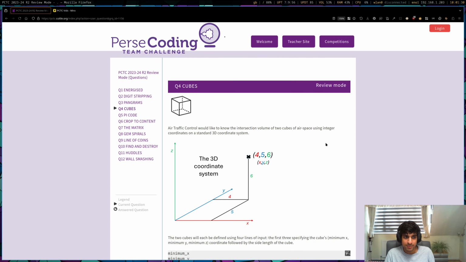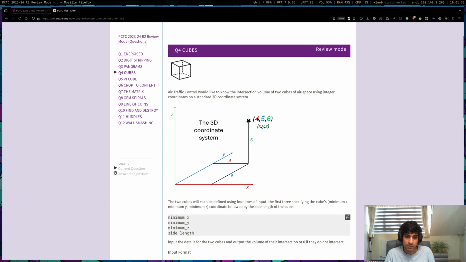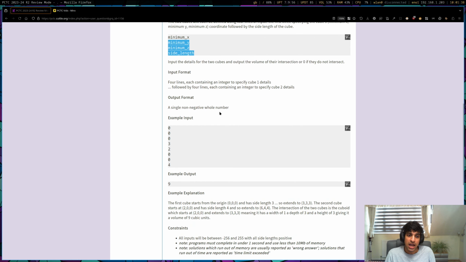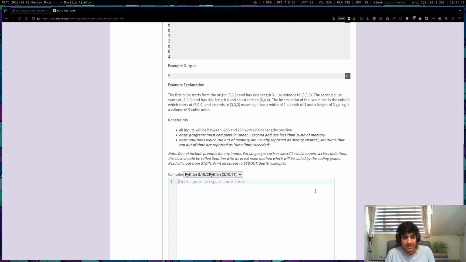This is the walkthrough video for PCTC 2023 question 4, Cubes. So we're given some information about two cubes, and we need to figure out if they intersect, and if they do intersect, we need to figure out what the volume of the intersection is.